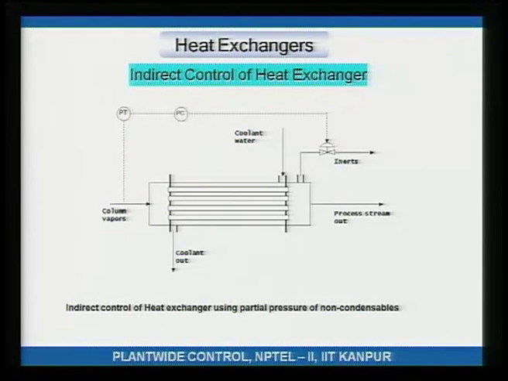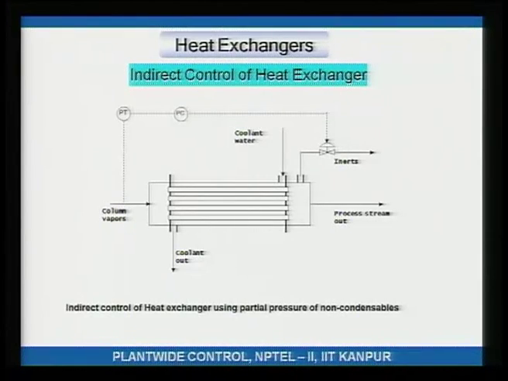If the pressure is building up, you open the valve so that the non-condensables that have accumulated go out and the pressure comes back. If the pressure is decreasing, you close this valve so that the pressure is maintained. And by the way, maintaining pressure, if the composition of the vapors is fixed, is equivalent to maintaining the temperature. Okay. Because at a certain pressure, the vapor would condense at a certain temperature, which is called the dew point temperature, right. So, this is an indirect control using the partial pressure of the non-condensables.